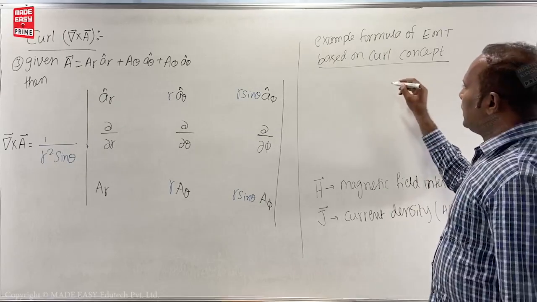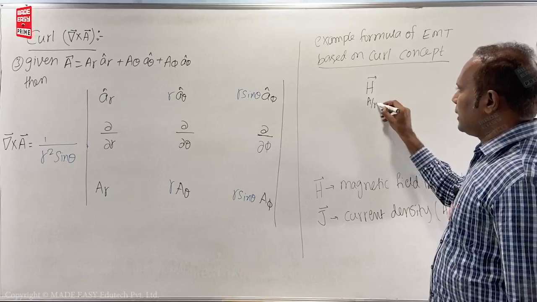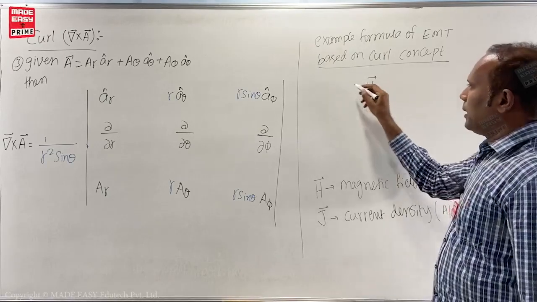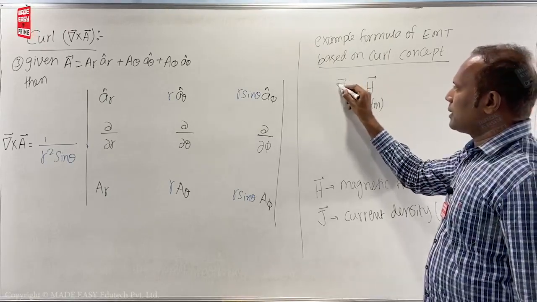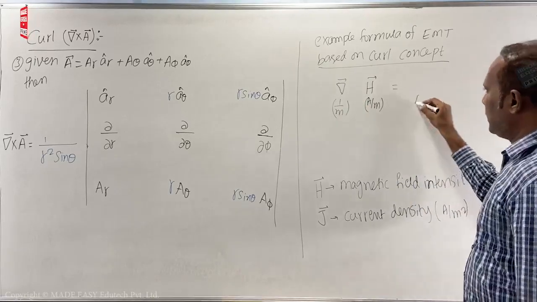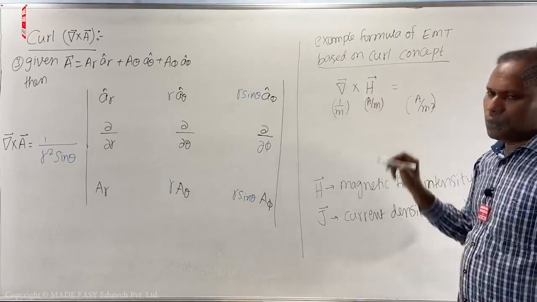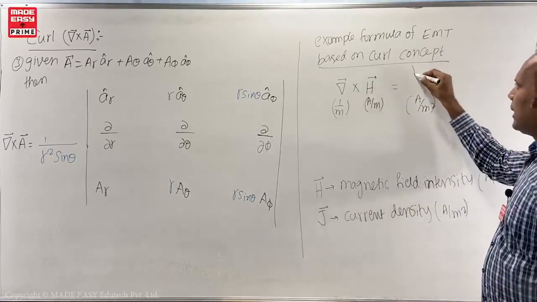Now let us take here, dear students, H bar. What is the H bar? Actually the unit is ampere per meter. And I am taking here del bar. What is the unit of this? 1 by meter. So the product unit is ampere per meter square. And I am taking cross here. You know that the cross operation gives a vector.